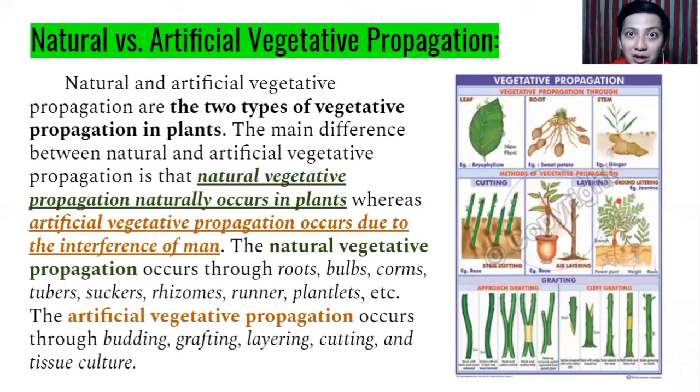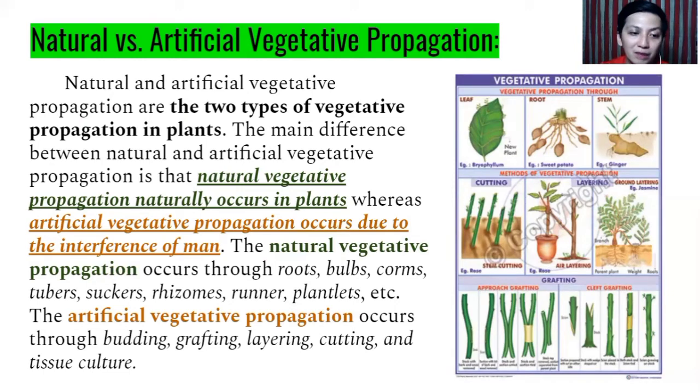And then we have natural versus artificial vegetative propagation. Natural and artificial vegetative propagation are the two types of vegetative reproduction or propagation in plants. The main difference between them is that natural vegetative propagation naturally occurs in plants. So meaning to say, parte na ng plants. Whereas artificial vegetative propagation occurs due to the interference of men. So merong intervention ng tao.